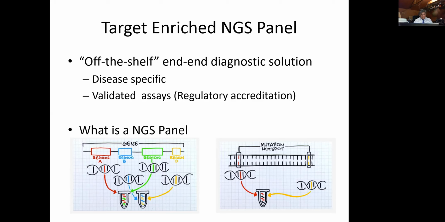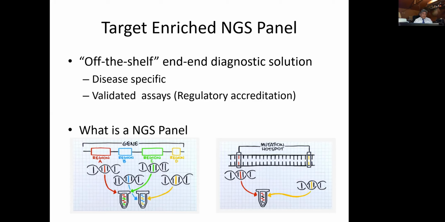These panels can be disease specific, as the examples I'll give you in the following slide. The great thing about these disease specific panels are they're all pre-validated. There's no further validation that you need to do, and they meet regulatory and accreditation requirements, which are prerequisite in clinical pathology labs.